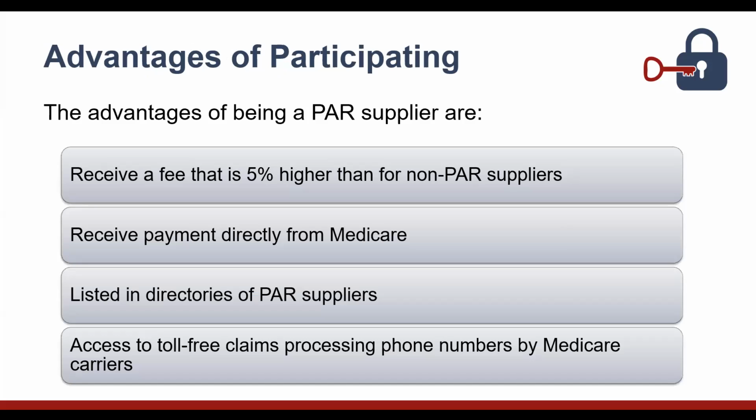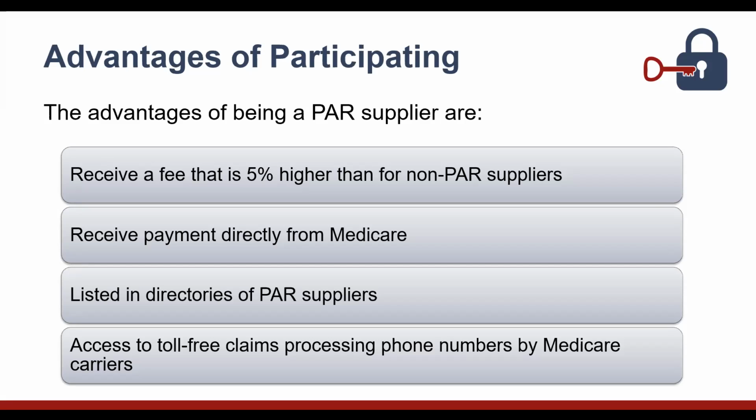So what are the advantages of participating? Well, you actually are going to be paid 5% higher than non-par suppliers. But that's kind of a weird way of saying it. You're actually being paid the actual rate that Medicare has set in the fee schedule. The non-par suppliers are getting 5% less. And this comes directly from CMS language. So, you know, that's kind of, I guess, their way of making it look a little more perfect.